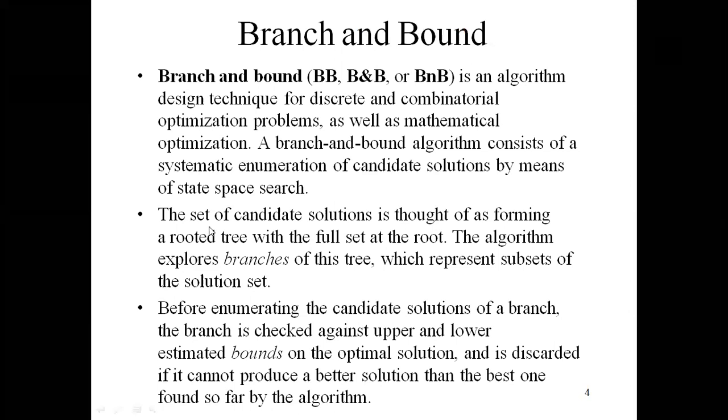The set of candidate solutions is thought of as forming a rooted tree with the full set at the root. The algorithm explores branches of this tree. We are taking the state space tree, that is a rooted tree with the full set at the root. The algorithm explores branches of this tree, which represent subsets of the solution set.